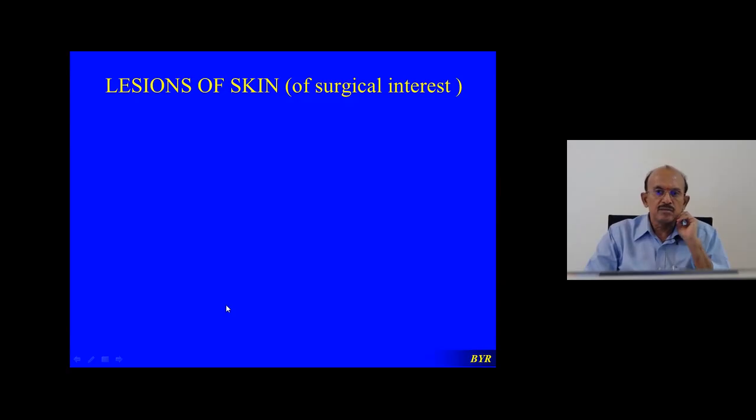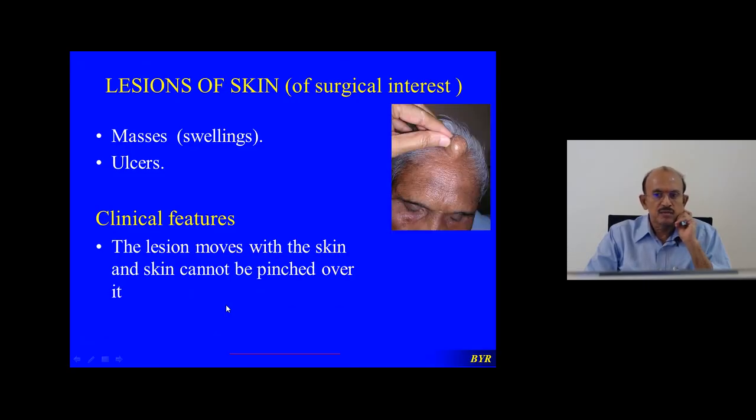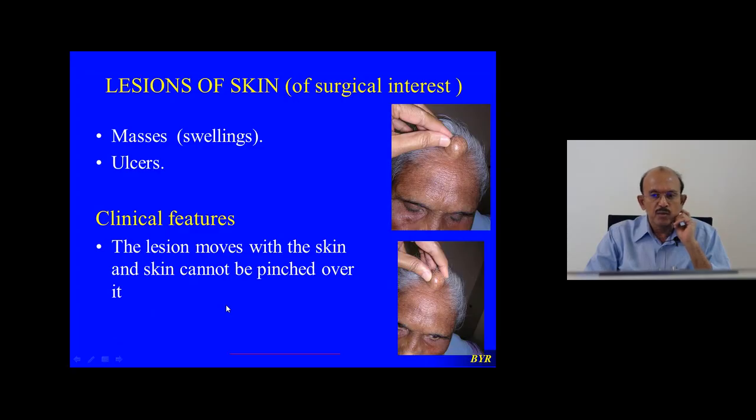Lesions of skin which are of surgical interest. I'm not going to tell everything about dermatology here, so only surgical lesions I am going to tell. They can be classified into masses and ulcers. Clinical features of a skin lesion: the lesion moves with the skin and the skin cannot be pinched over it. So if it is a skin lesion, you can't pinch it. If you move the swelling, the skin moves. If you move the skin, the swelling moves.